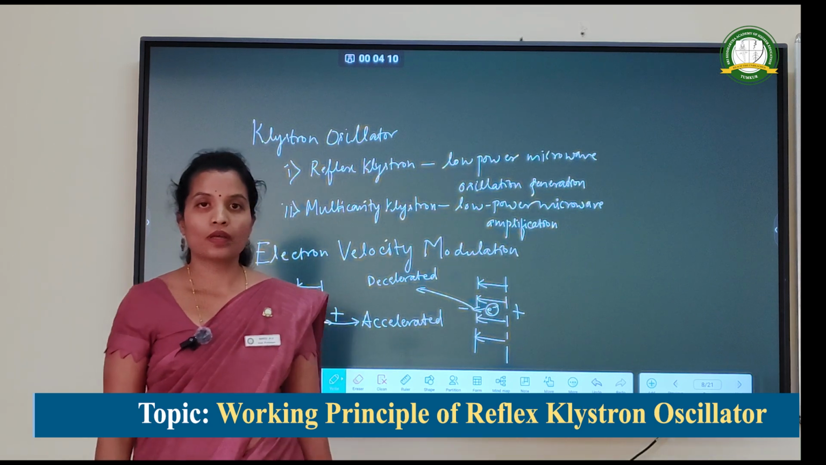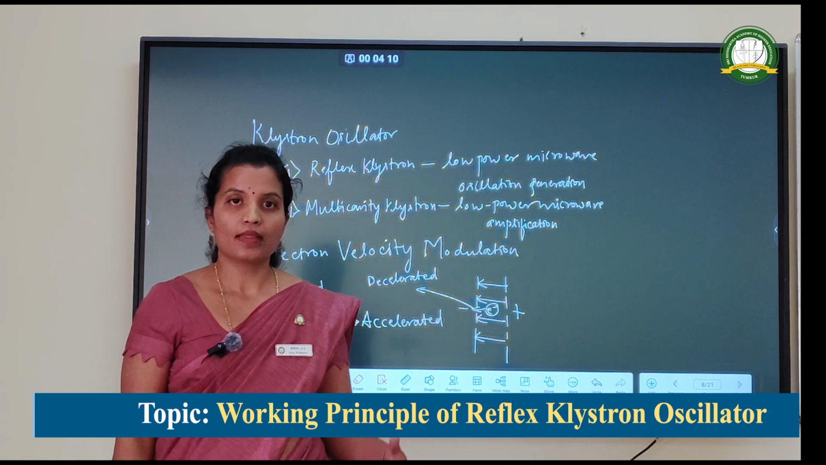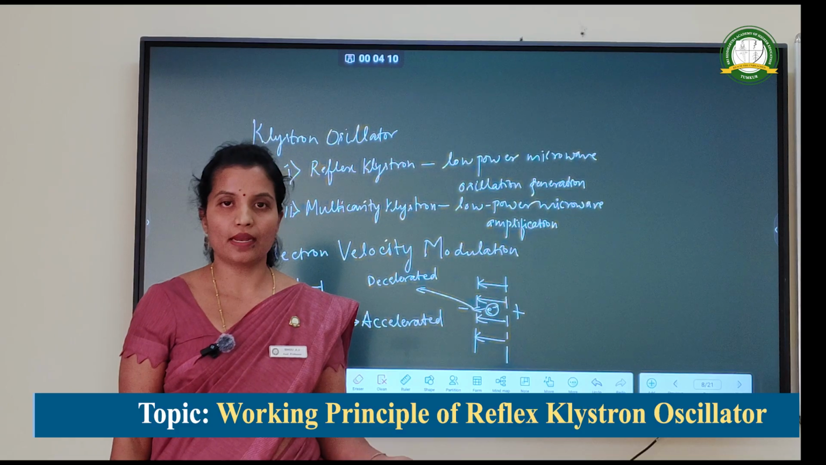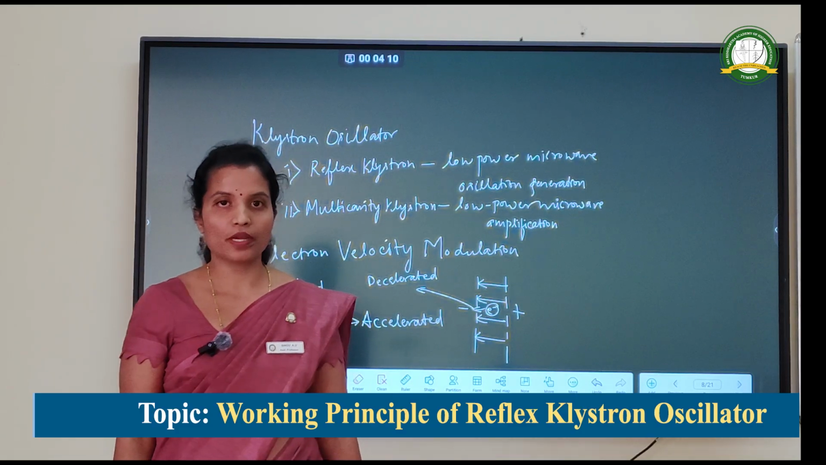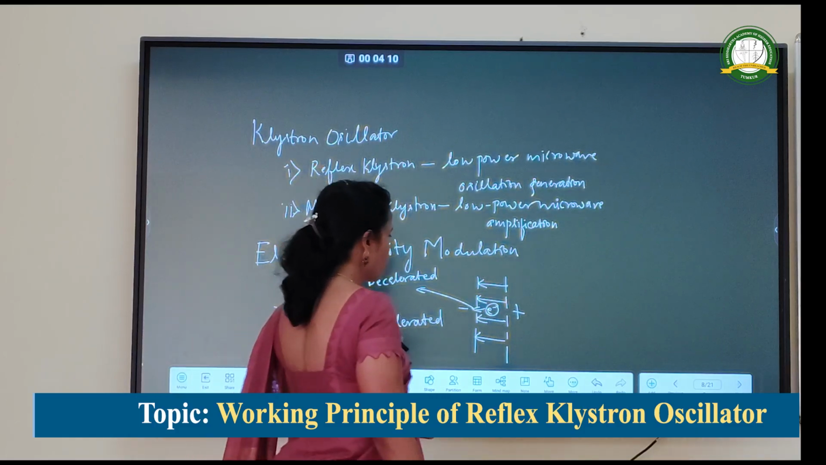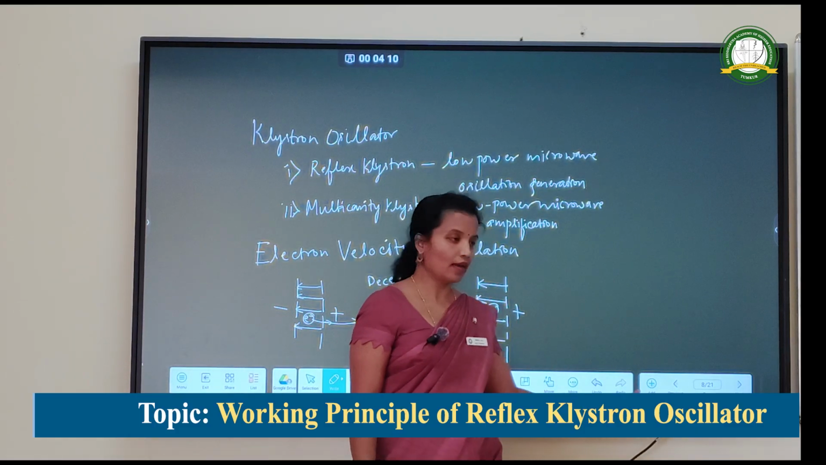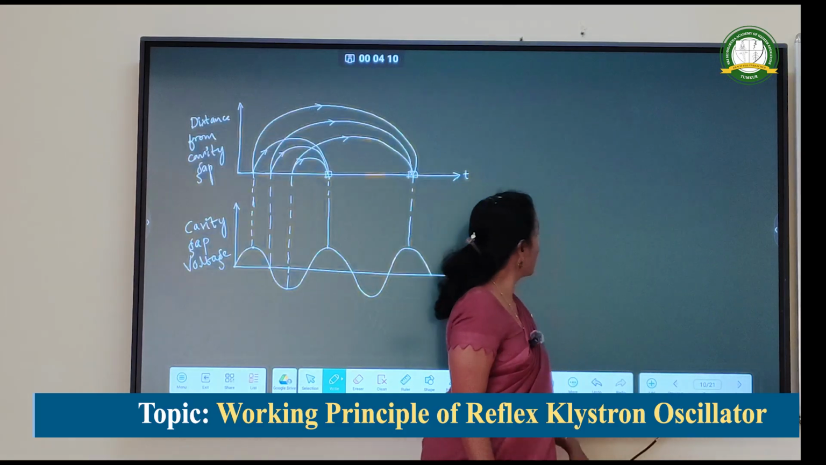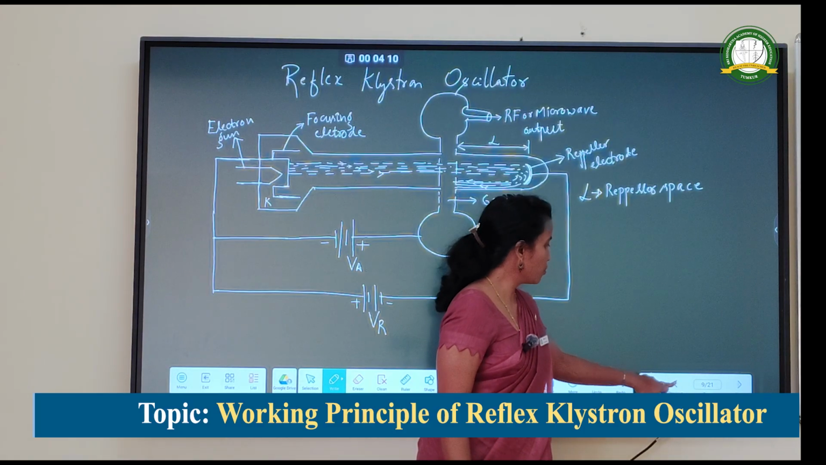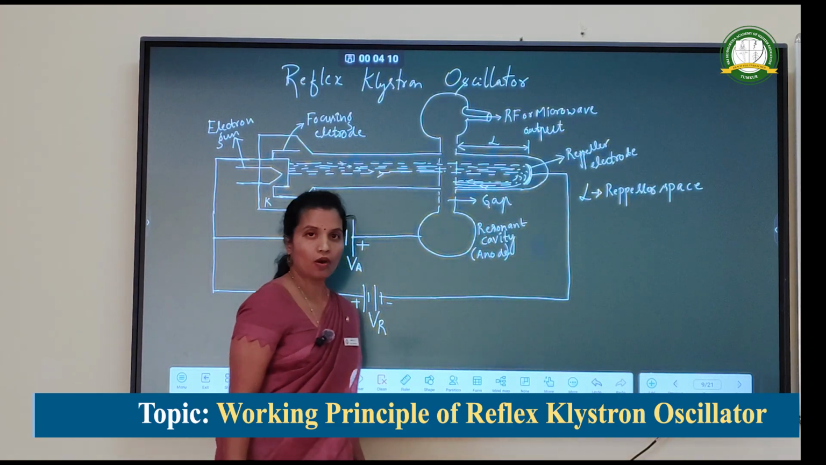So that is how, with the electric field, the electrons will get accelerated or decelerated. This is the principle of operation of any vacuum tube devices. With this understanding, now let us understand how the microwave oscillations will be produced in the reflex klystron oscillator.